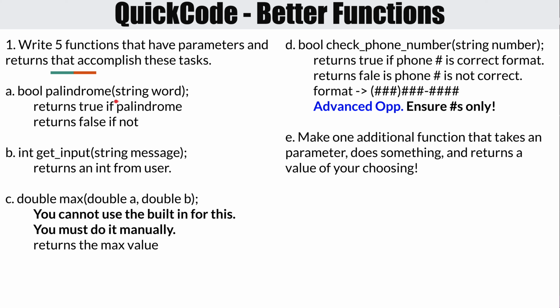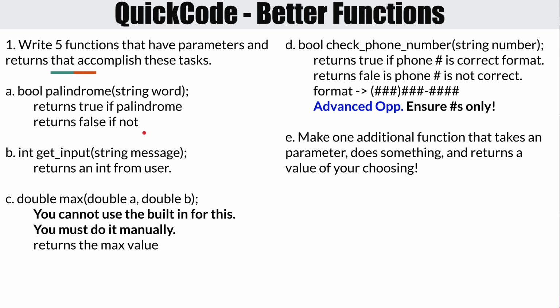So the first one, and you can see that I'm just listing now return types, function names, parameters they should take, and what they should return, okay? And this is gonna be how you start to see things listed out, all right? So it returns a true or false, it's called palindrome, and it takes a word and returns true if it's a palindrome, or false if it's not.